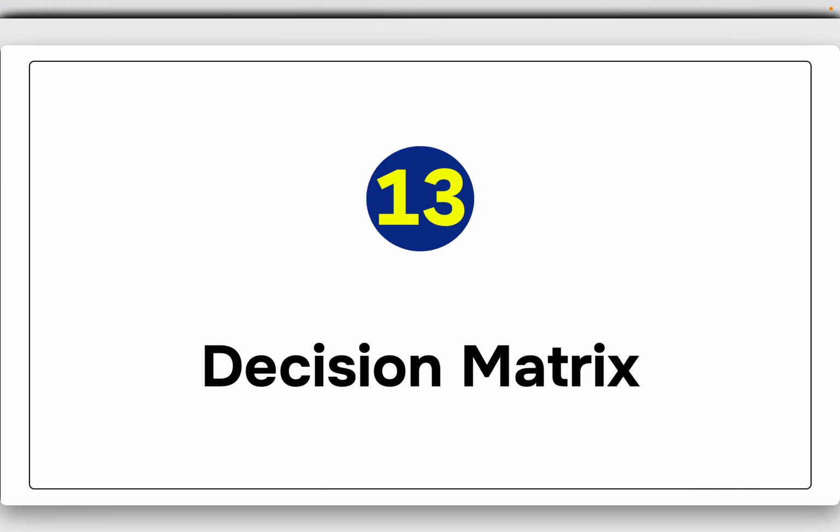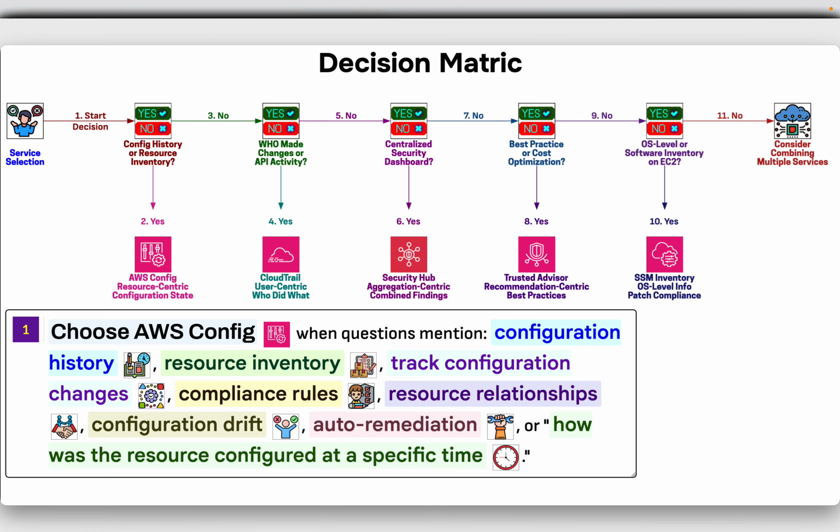And lastly, we have the decision matrix. So we'll just compare all the services which are similar. So choose AWS Config when the question mentions configuration history, resource inventory, tracking configuration changes, compliance rules, resource relationships, configuration drift, auto remediation, or how was the resource configured at a specific time.